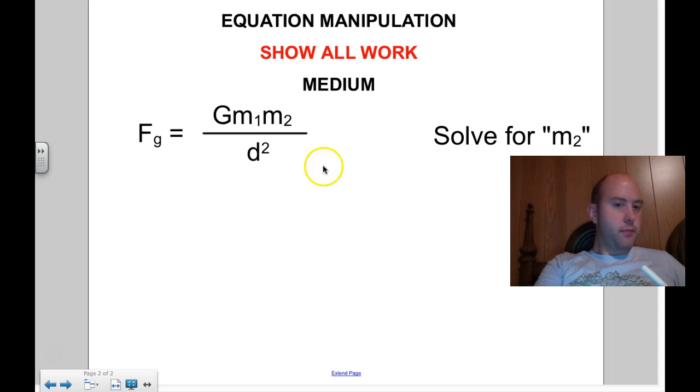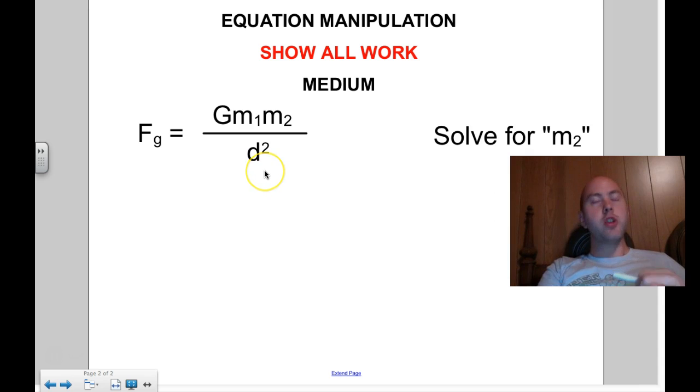So for this one, we have Fg, which stands for force gravity, gravitational force. Fg equals big G, which is the universal constant for gravity, times mass 1 times mass 2, divided by the distance squared. And again, like I said in the second video, the goal is not to memorize this equation. Trust me, you have a lot of equations to memorize throughout the year. But right now, the goal is just for you to figure out how to move these variables around so that you can isolate the one you want.